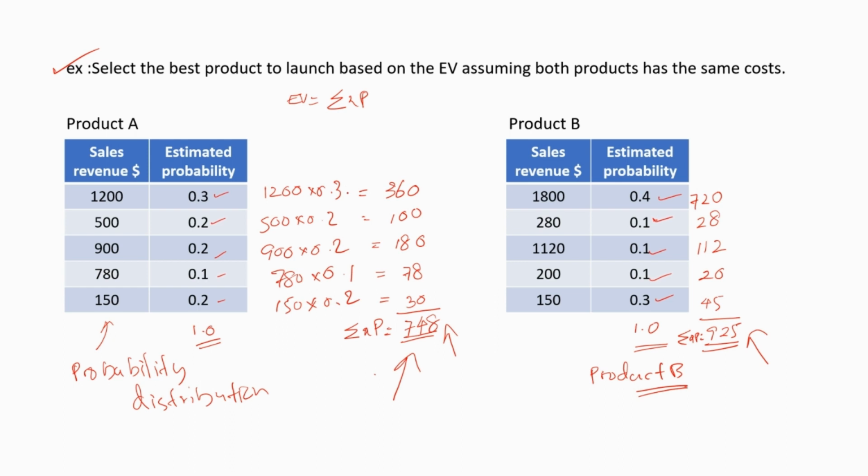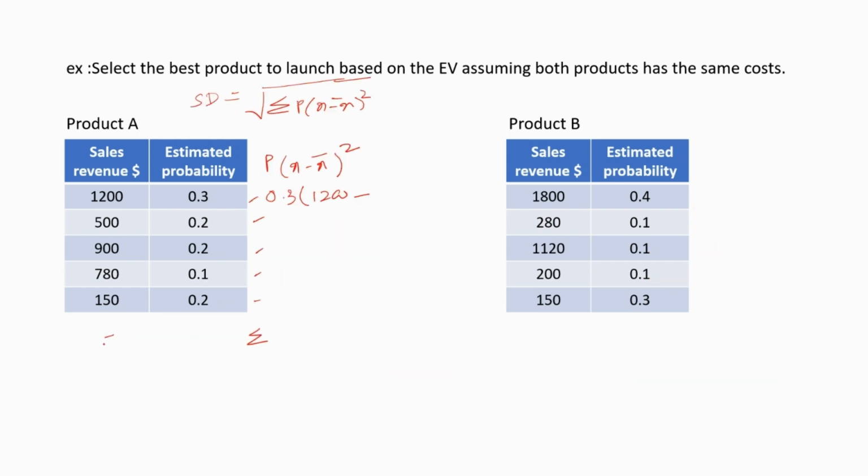Here the expected value for this is 748. For this probability distribution, the expected value is 925. So, 748 to the power 2. For the second outcome, 0.2 times (500 minus 748) to the power 2.